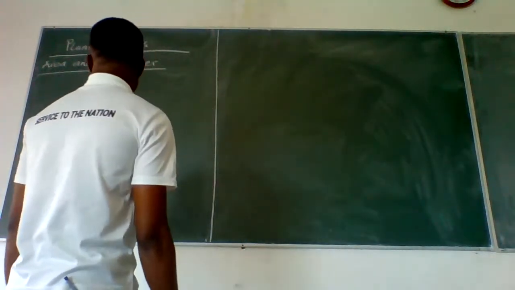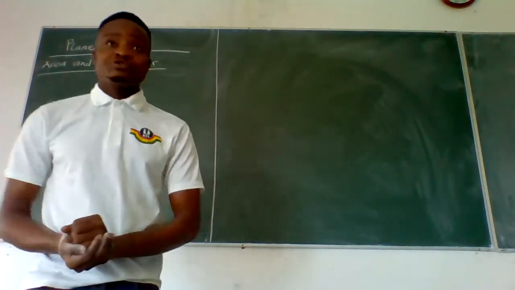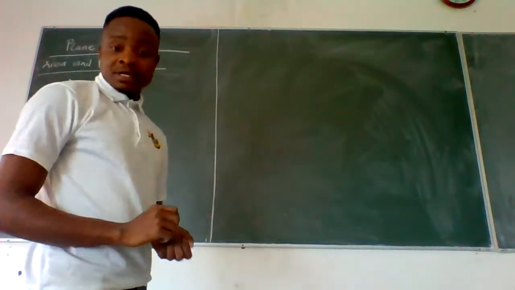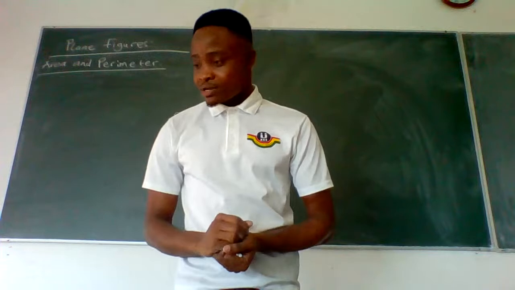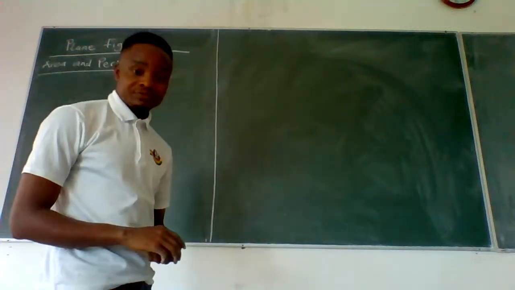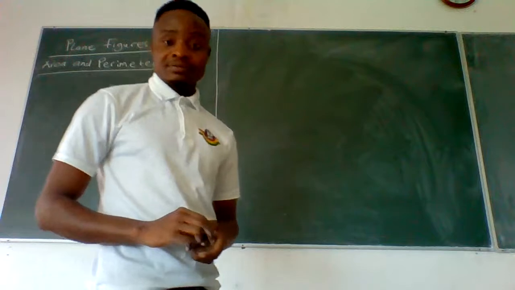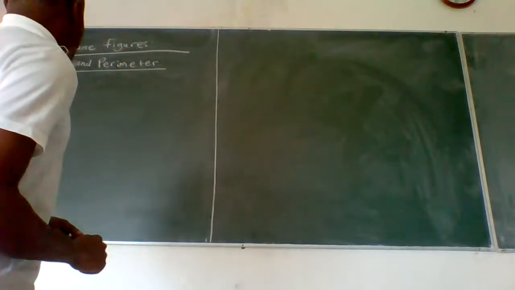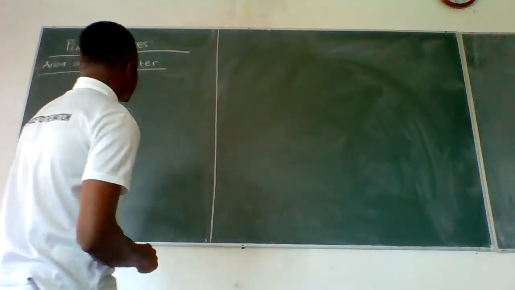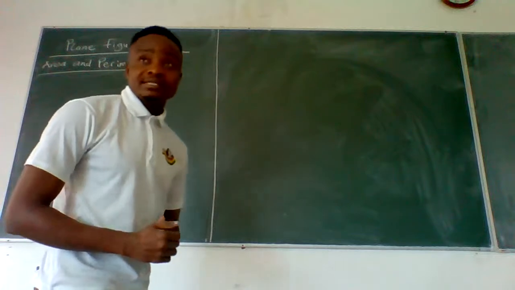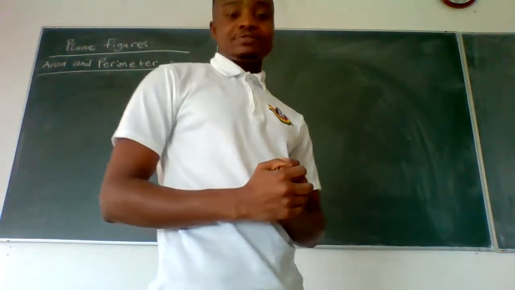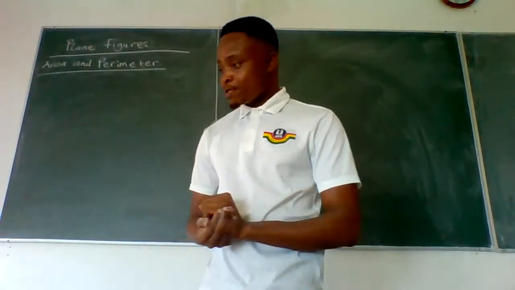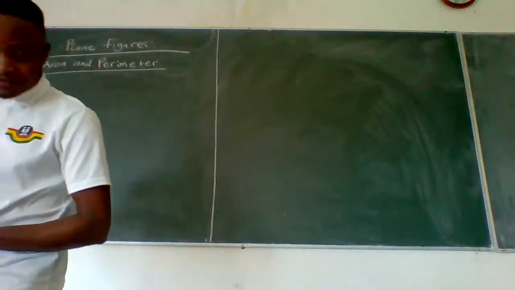Today, I would like to take you through what plane figures are. Last week, we looked at conversion of numbers to standard forms. But today we are moving on to a different thing, and I would like to take you through what plane figures are, and then look at some basic properties and some basic formulas that can help us to find the area and perimeter of these figures.